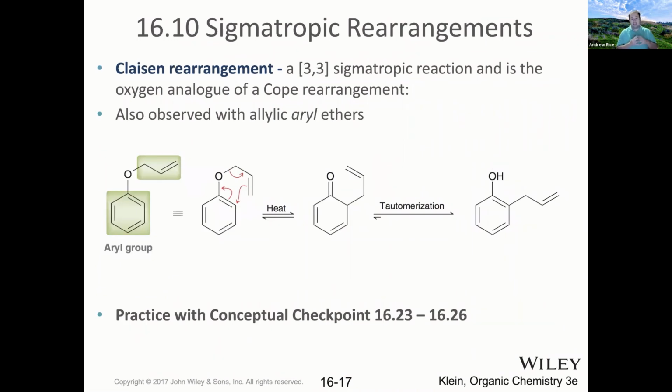It's not limited to vinylic ethers or allylic vinylic ethers, but also allylic aryl ethers, which is just the terminology we use for when a group is connected directly to a benzene ring. Oftentimes we call it also a phenyl ring. And so when the oxygen that's part of this ether is connected to an allylic carbon and to a benzene ring, this same Claisen rearrangement, 3,3 sigmatropic rearrangement, can occur.